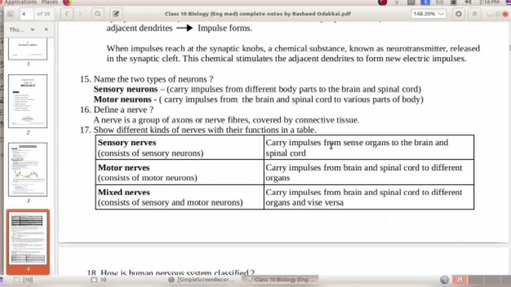Sensory nerves carry impulses from sense organs to the brain and spinal cord. Motor nerves carry impulses from brain and spinal cord to different organs, and mixed nerves carry impulses from brain and spinal cord to different organs and vice versa.